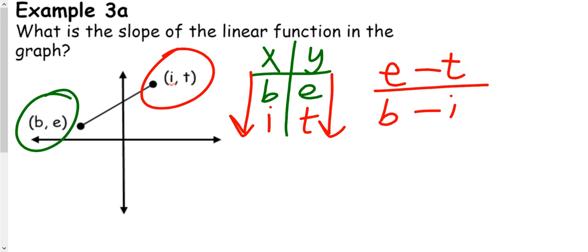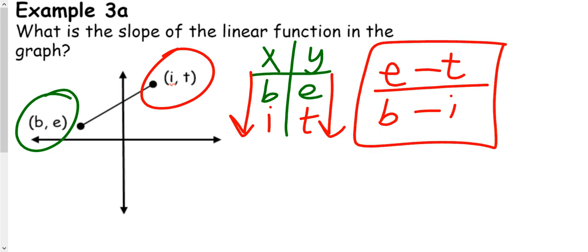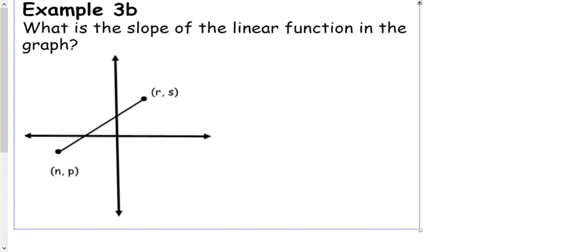Guess what? Do you know what E minus T is? Do you know what B minus I is? No. So that's our answer. It's that simple. There's no math to do. So try example 3b.